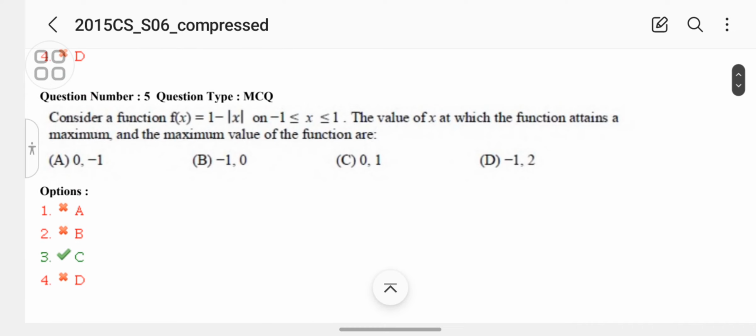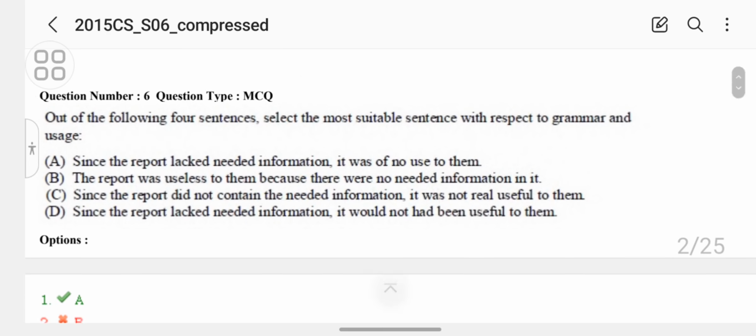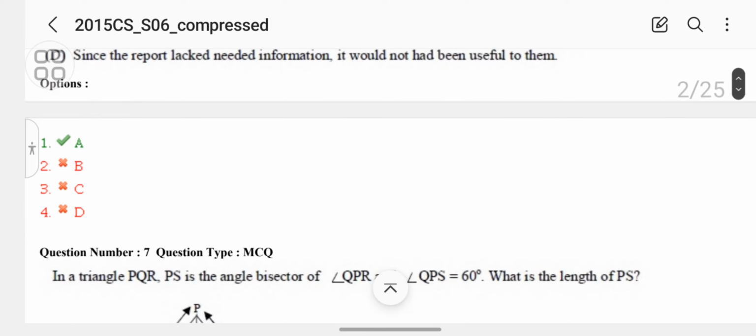Now fifth is consider a function f(x) equals to this one. The value of x at which the function attains a maximum and the maximum value of the function are what? So for this, our answer is C, that is 0 and 1. Now question number 6 is out of the following 4 sentences, select the most suitable sentence with respect to argument and usage. So for 6, our answer will be A, that is, since the report lacked needed information, it was of no use to them.